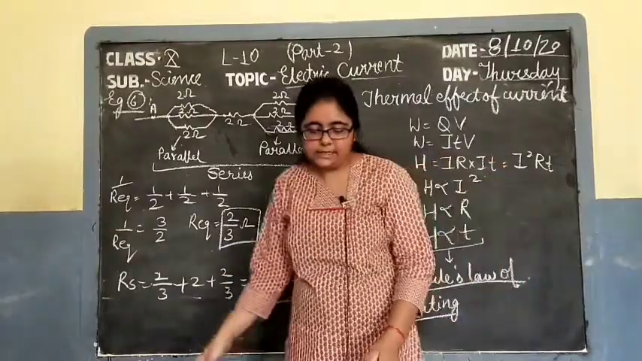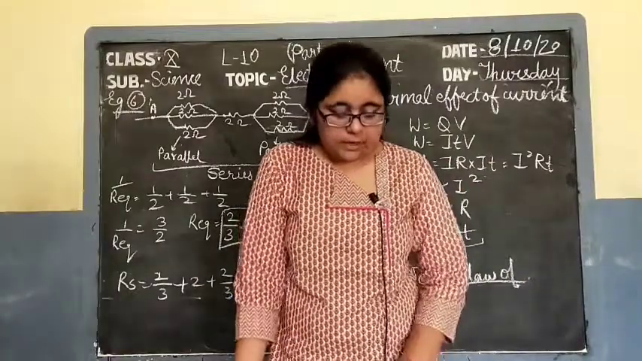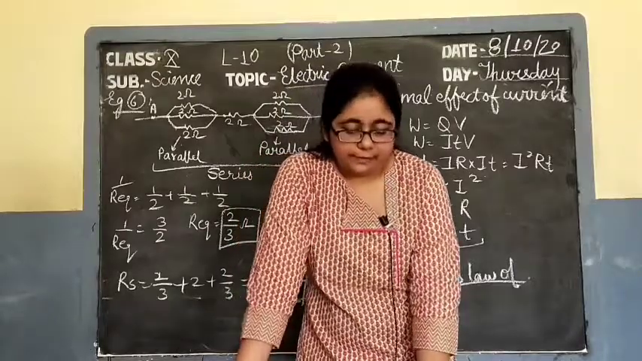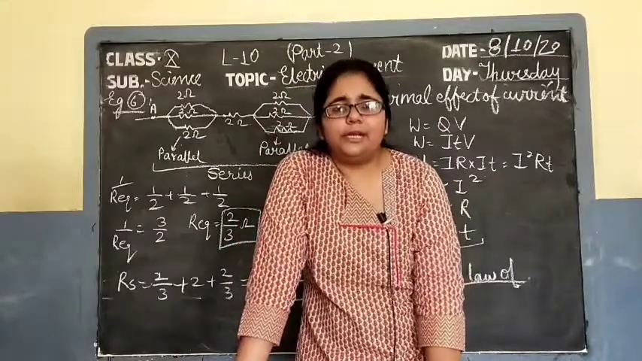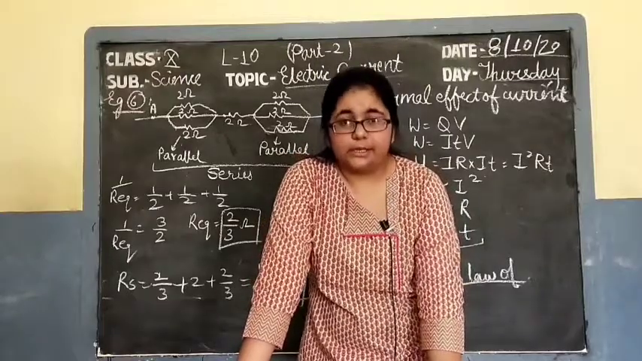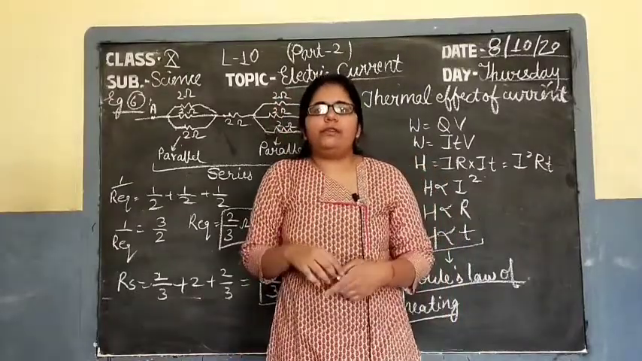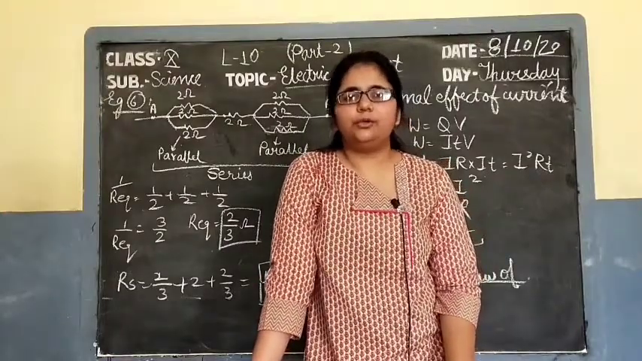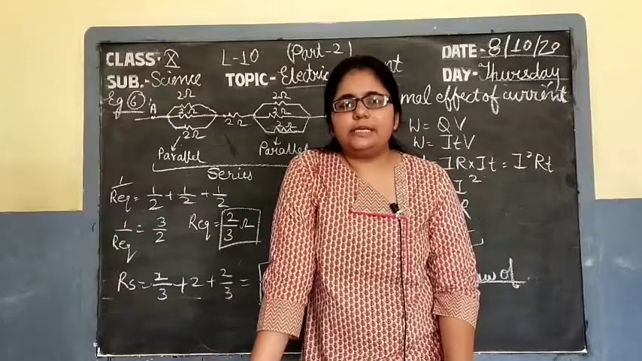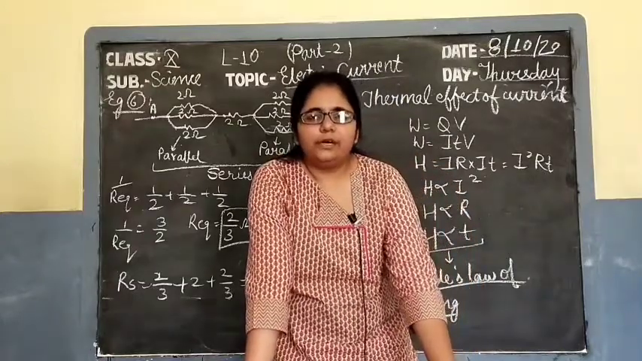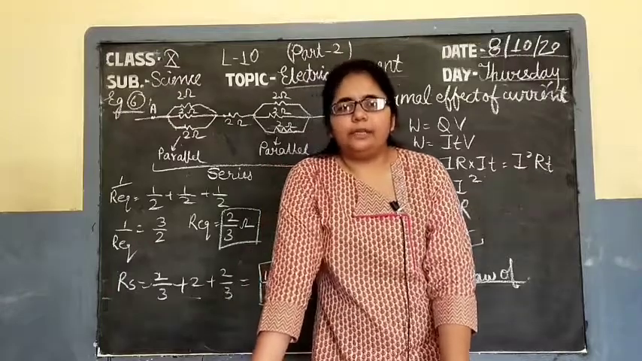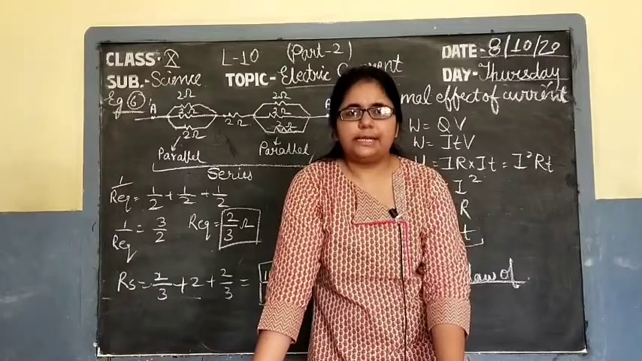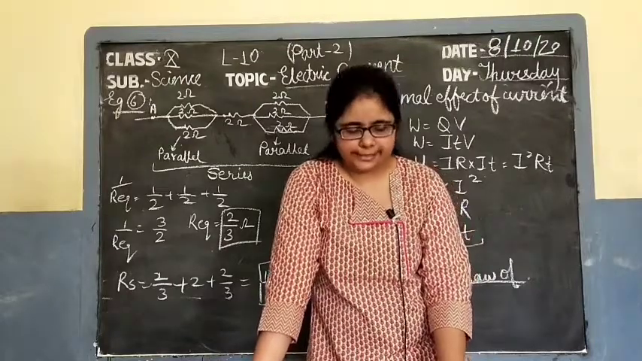This was example 6 regarding the parallel combination. Now our next discussion is about the thermal effect of current. In the thermal effect, when we provide the chemical energy of the battery to the circuit, this allows the flow of electrons in the conducting wire. That means the chemical energy is converted into kinetic energy. But now this kinetic energy of the electrons is converted into a heating effect by colliding with the atoms present in the conducting wire. So by that collision, this kinetic energy is converted into heat energy.